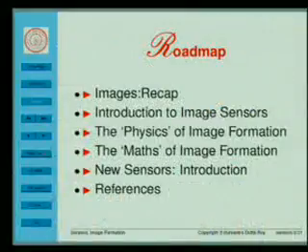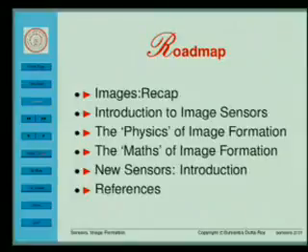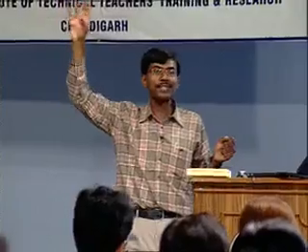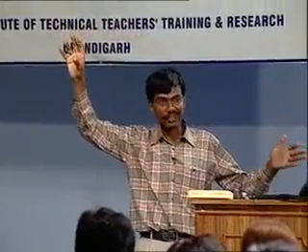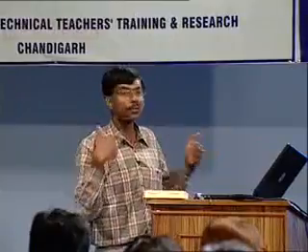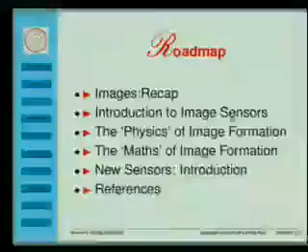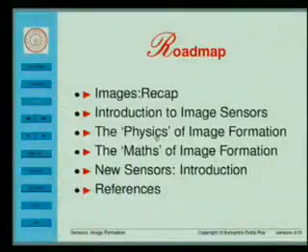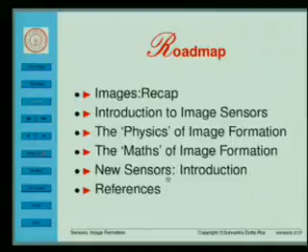Maths of image formation, by that I refer to the fact that if I have a point in 3D x, y, z, where will the corresponding point lie in the image. First is what will be the color or the intensity at that image point, that is what I refer to as the physics of image formation, and the maths of image formation would be where would it lie. And then finally, new sensors. What are the disadvantages of existing sensors? Why do we need new sensors?